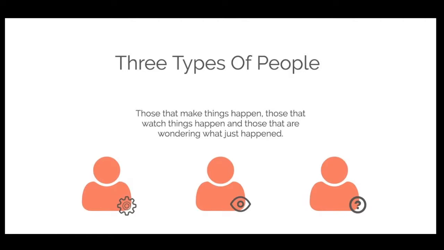And last, there's three types of people. This is what I have found in my 37 years of life: there are those who make things happen, there are those who watch things happen, and there are those who are wondering what just happened.